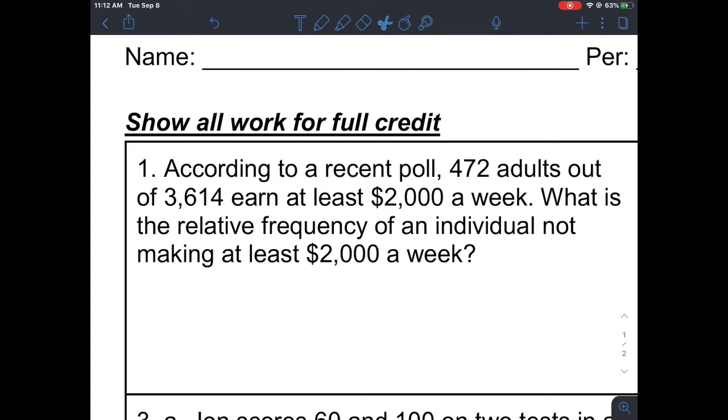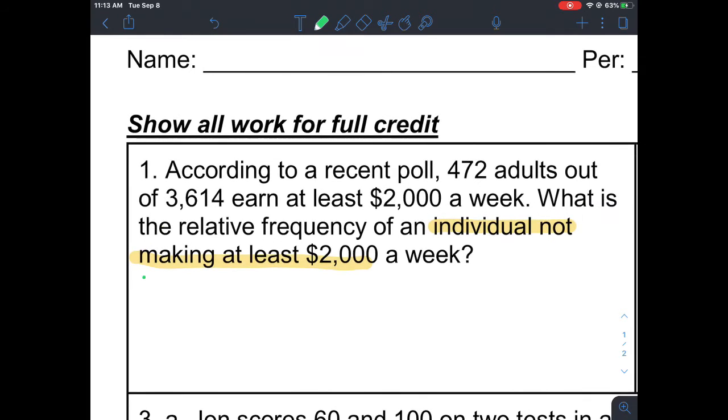So for this one, we have the 472 adults that earn at least $2,000 a week. But we want to know individuals that do not make at least $2,000 a week. So I'll take my total number of adults surveyed, subtract out the adults that do make $2,000, and I'll be left with adults that do not make $2,000 a week. So that's 3,142.